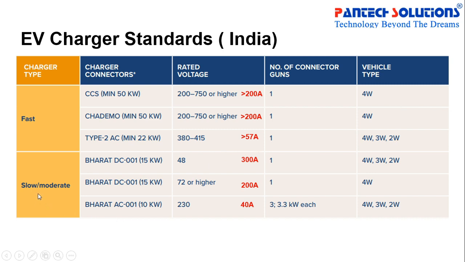Similarly, for the Bharat standards, EV charging station standard DC001 is up to 15 kilowatt and up to 10 kilowatt. The current rating is at 48 volts with 300 ampere, and similarly 72 volts with 200 ampere. So these are some typical charging station ratings.